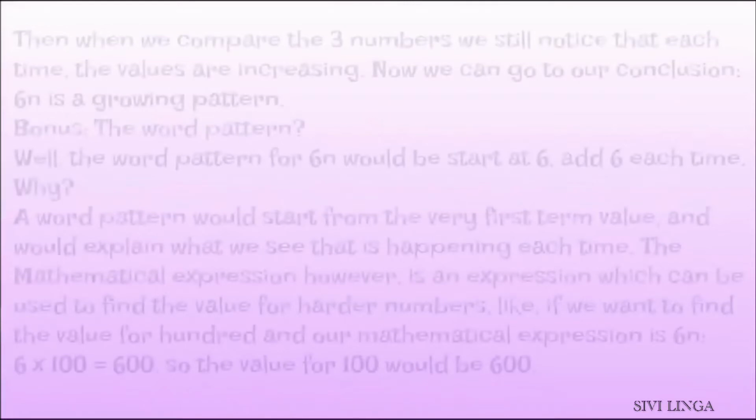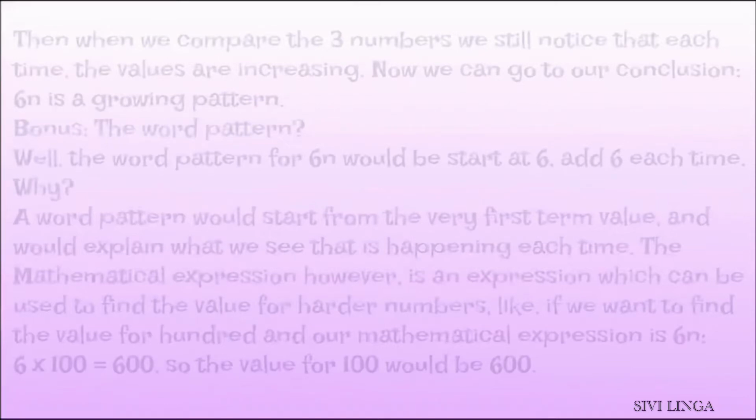Then, when we compare the three numbers, we still notice that each time the values are increasing. Now we can go to our conclusion. 6n is a growing pattern. Bonus. The word pattern? Well, the word pattern for 6n would be start at 6 and add 6 each time.